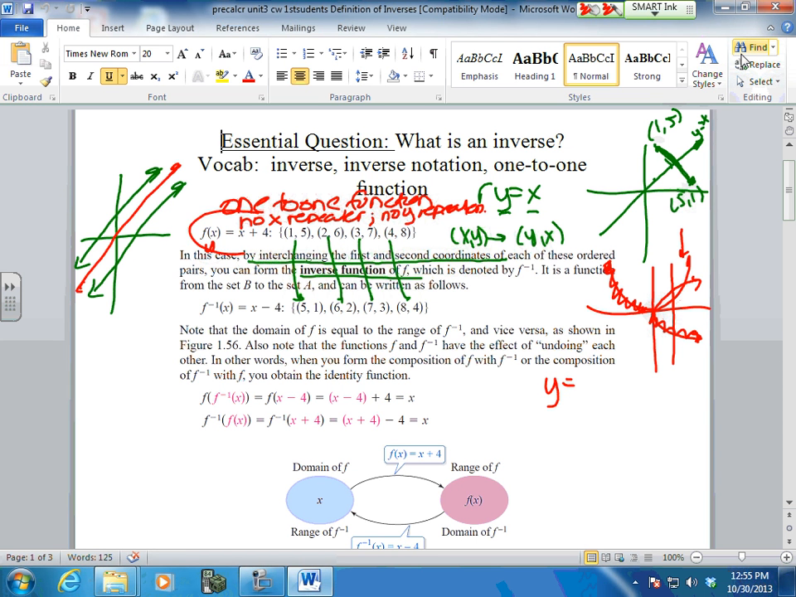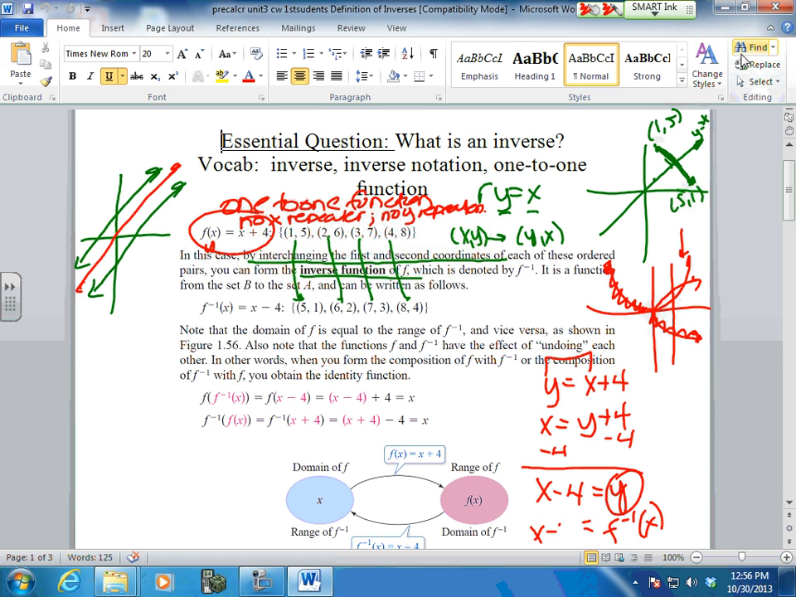I'm going to take this equation. I'm going to replace the f of x with y. Then I'm going to interchange my x and my y. That's your rule, right? Interchange. And then, like all your equations, you solve for y. So I'm going to subtract 4. X minus 4 is equal to y. And then, like it says in the last step, take the y and replace it with f of negative 1 of x. That's how we tell it this is an inverse.